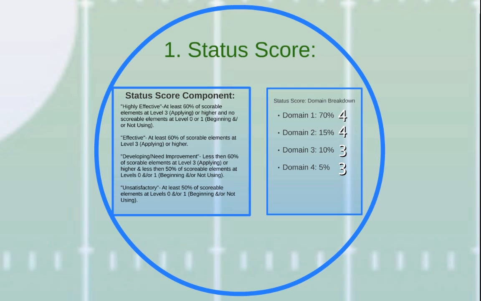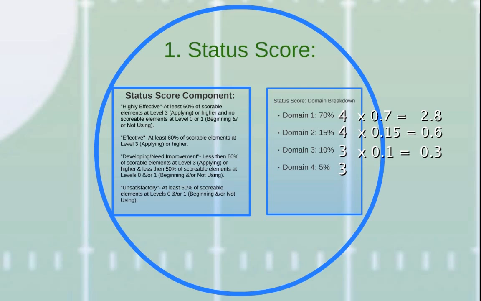In order to calculate my final status score, I would multiply each domain's score by the weighted percent as a decimal, and then add them all together. Therefore, I would multiply the 4 in Domain 1 times 0.7, 70%, to get 2.8. I would multiply my 4 for Domain 2 times 0.15, 15%, which gives me 0.6.